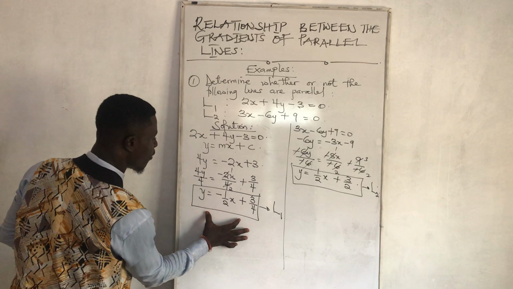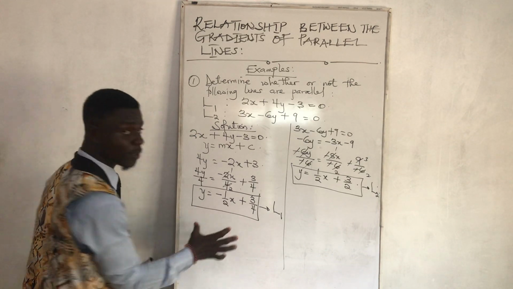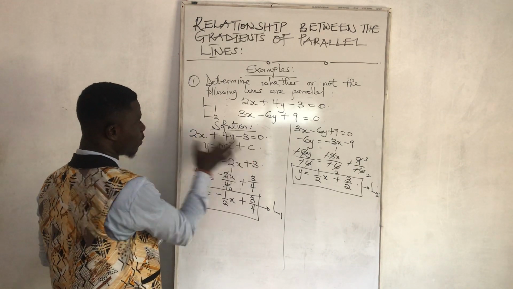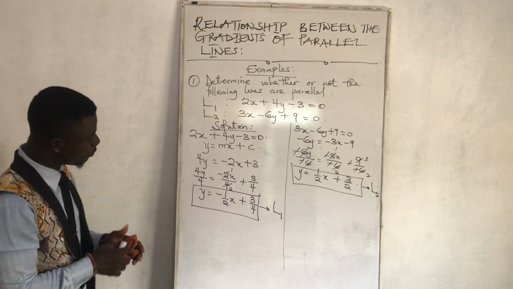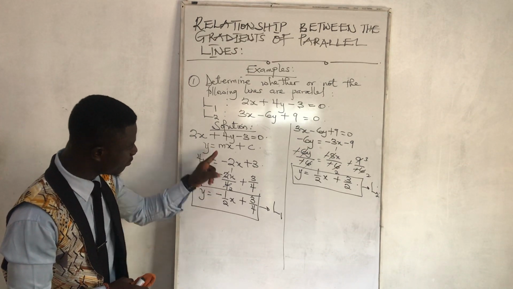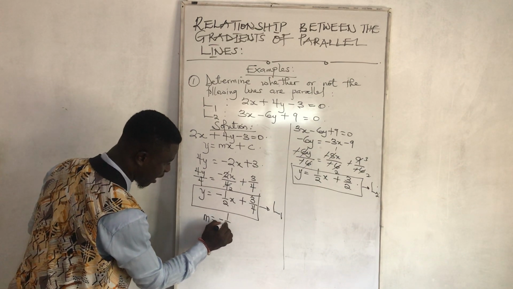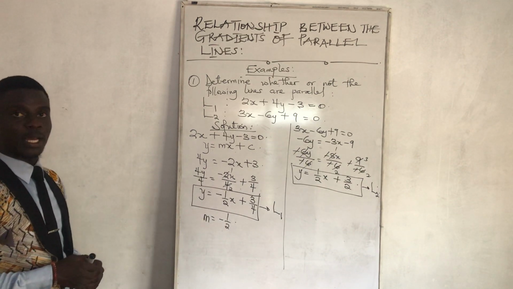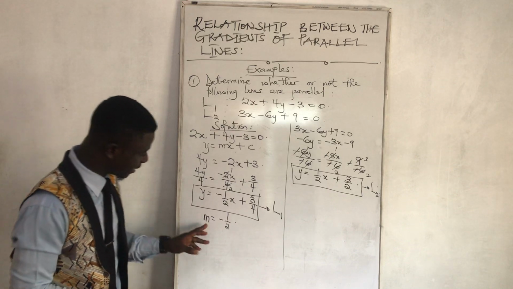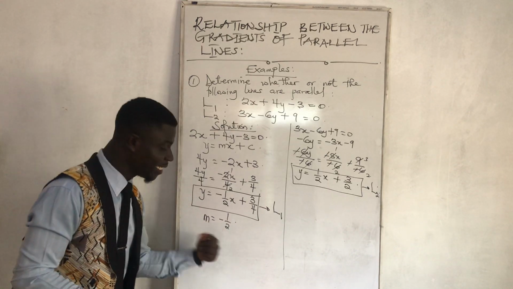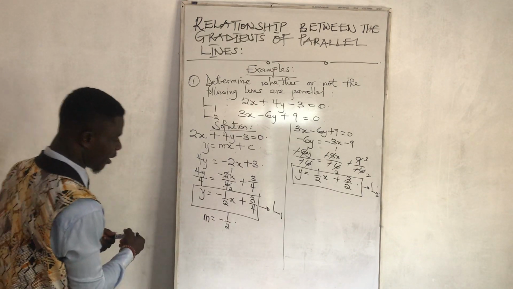Let's compare. We have y equals minus half x plus a quarter, then here y equals mx plus c. So we can see that m equals minus half. So we can guess, if the gradient is negative, then that means it has what?